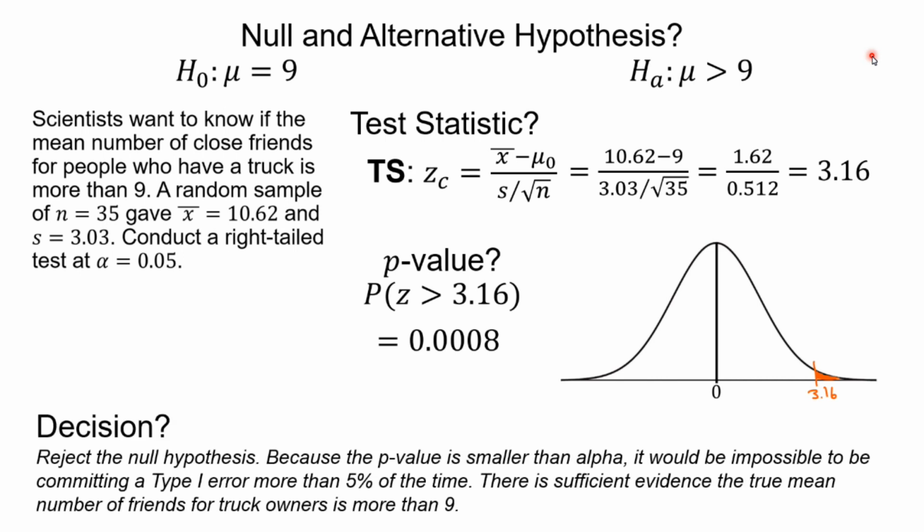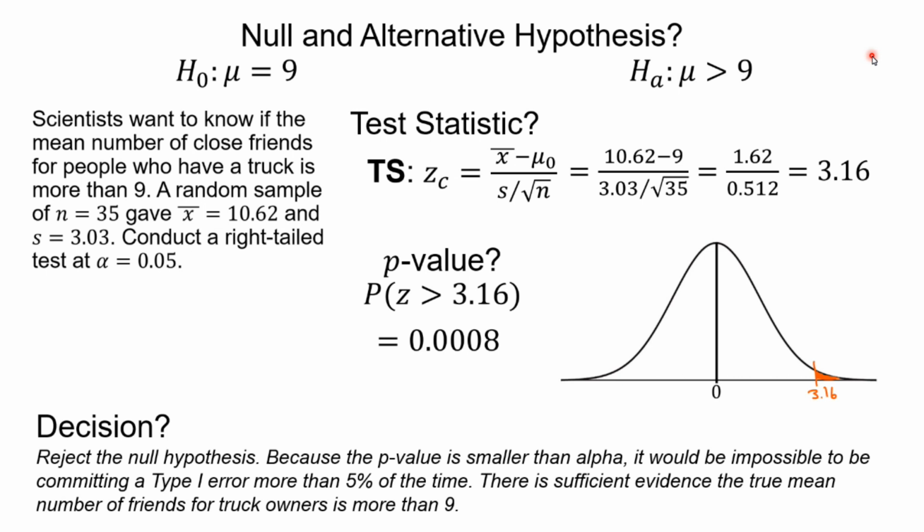So our decision here is to reject the null hypothesis because our p-value is smaller than alpha. What that means for us is that it would be impossible to be committing a type 1 error more than 5% of the time. So we say here there's sufficient evidence the true mean number of friends for truck owners is more than 9. This is the same conclusion we reached using the rejection region method. It's just that now we used a different method that's called the p-value method. Either decision, as long as we stay consistent with our alpha, will lead to the same conclusion.